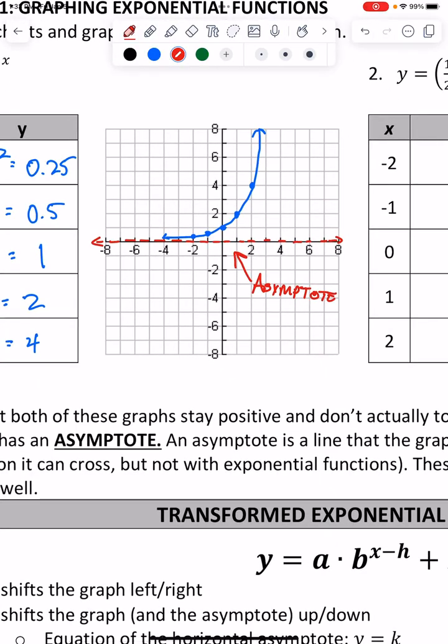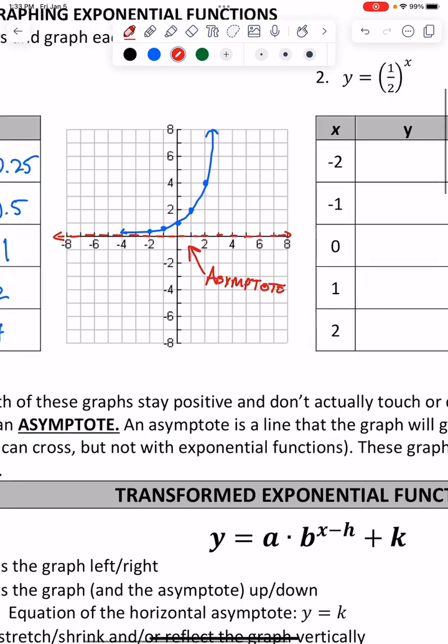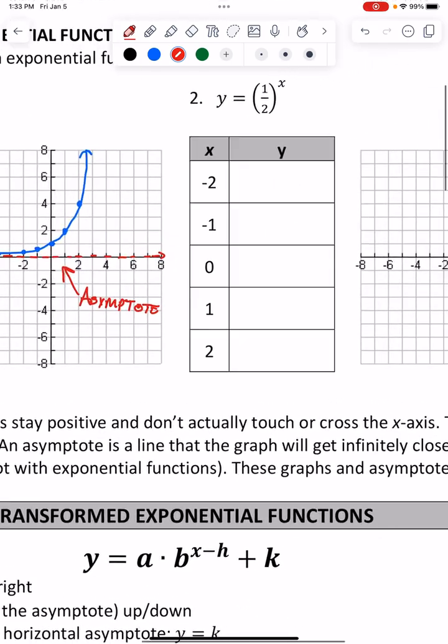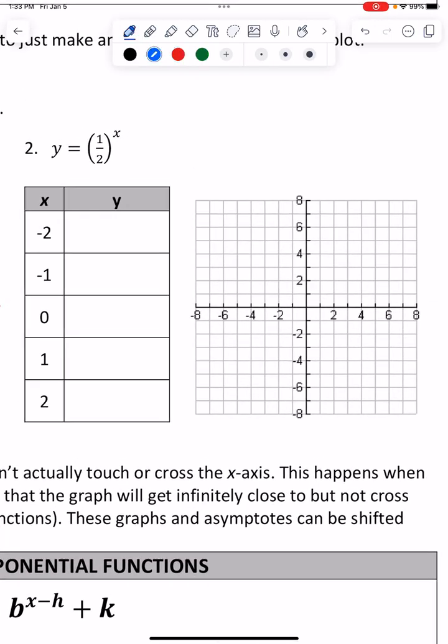Okay, so in this case, these exponential functions are going to have asymptotes, and that asymptote can be moved around if the function is transformed a bit, which we'll see in some other examples here. Okay, but in this case, number 2, same deal. This time we're going to graph 1/2 to the x. So if we use the same thing here, 1/2 to the -2, again, use that calculator. That's going to give you 4. 1/2 to the -1 is going to give you 2. 1/2 to the 0 is going to give you 1.